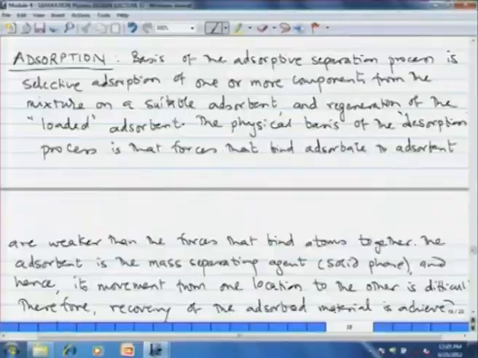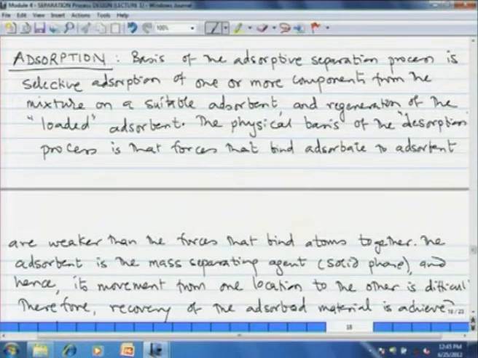Now, the physical basis for the desorption process is that the forces that bind adsorbate to the adsorbent are weaker than the forces that bind atoms together. That is a very simple principle. Adsorption is very commonly used. For example, our domestic water purifiers use activated carbon, activated charcoal, as adsorbent for separation of organic impurities. In the northeast we have a lot of dissolved iron in water, and that can also be separated using a suitable adsorbent resin.